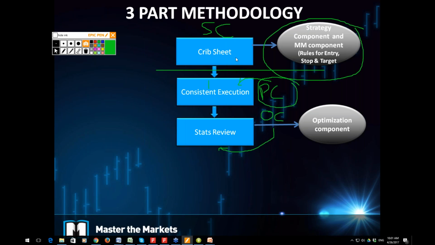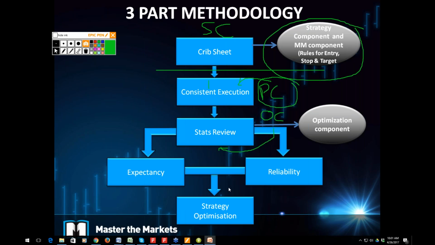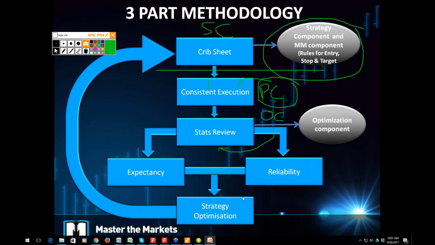The next part out of this whole 3 components is the strategy component, psychology component, optimization component. Then after that, we are looking into the stats. Mainly we're looking into the 2 stats, reliability and expectancy. And from that, you can optimize your strategy. And then we go back into the first. If it's not to your liking, not to the levels and goals you have put yourself, then you go back to the crib sheet and start optimizing from then on. Continue this process. Don't give up. Resilient mindset and honestly know where you're at.